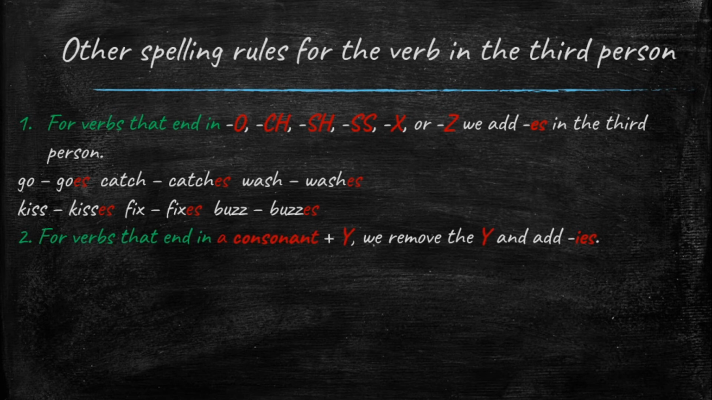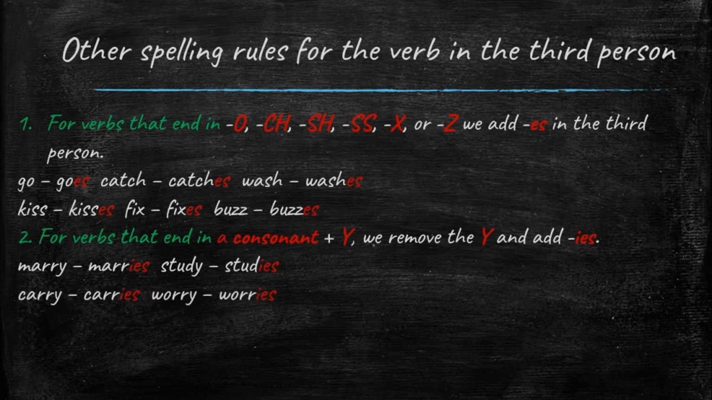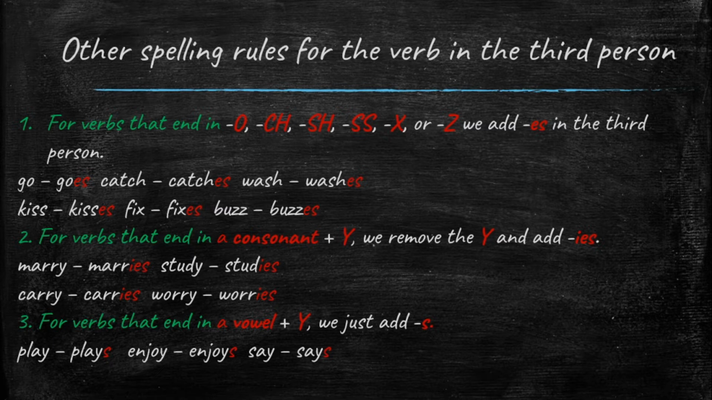Number 2, for verbs that end in a consonant plus Y, we remove the Y and add IES. For example, marry, marries, study, studies, carry, carries, worry, worries. And finally, number 3, for verbs that end in a vowel plus Y, we just add S. We don't do anything. We change nothing. We just add the letter S to the verb in the third person singular. For example, play, plays, enjoy, enjoys, say, says.